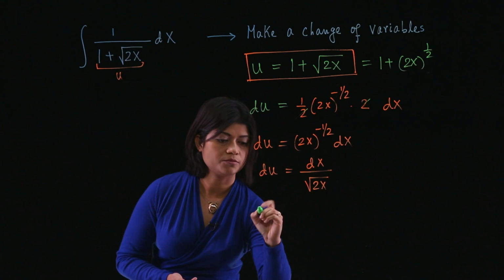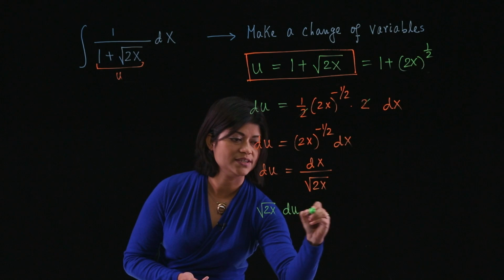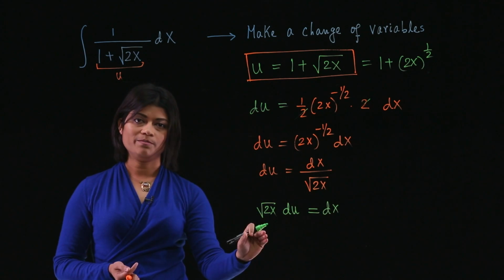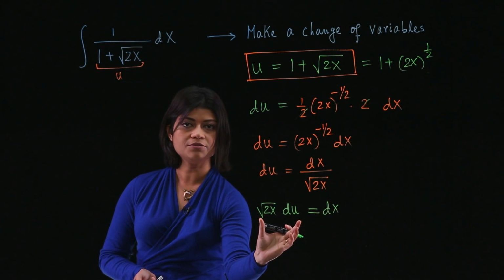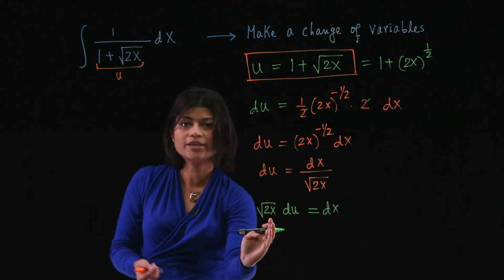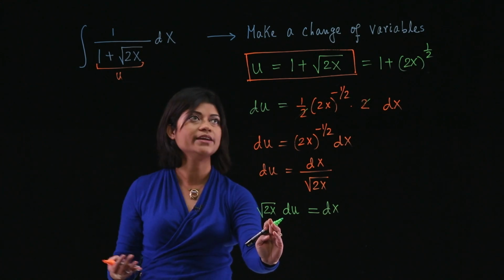So you multiply by square root of 2x both sides. You get square root of 2x du is equal to dx. But that's a problem. Notice what will happen. If you just write down this expression for dx, we will still have some x in there. We cannot have x. We have to get rid of all the x. Okay, so what can we do?